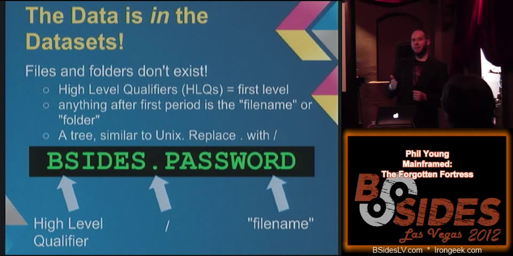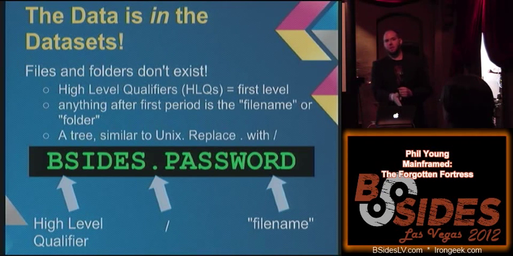The reason it's important to understand that is because files and folders don't exist on a mainframe. They don't call them that, they call them datasets. If you ask a mainframe person, show me this file, they will not even know what you're talking about. They'll say, what are you talking about? You want to see the dataset? When I was getting started with mainframes and I had no idea what was going on, I just said, oh, I just replaced the dot with a slash. That's super easy to understand. Now I get it.